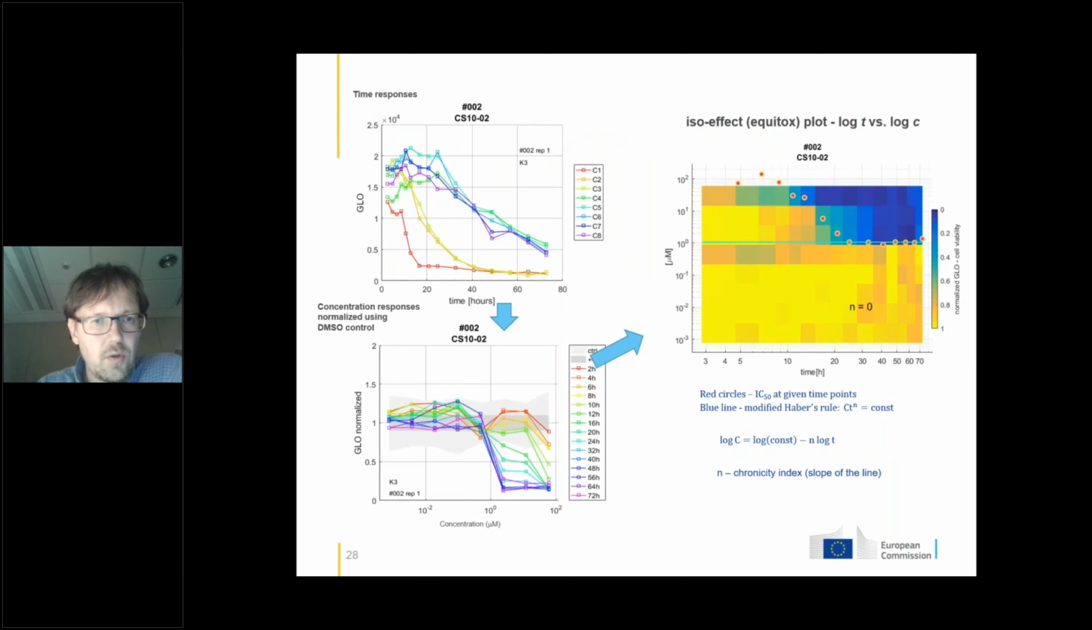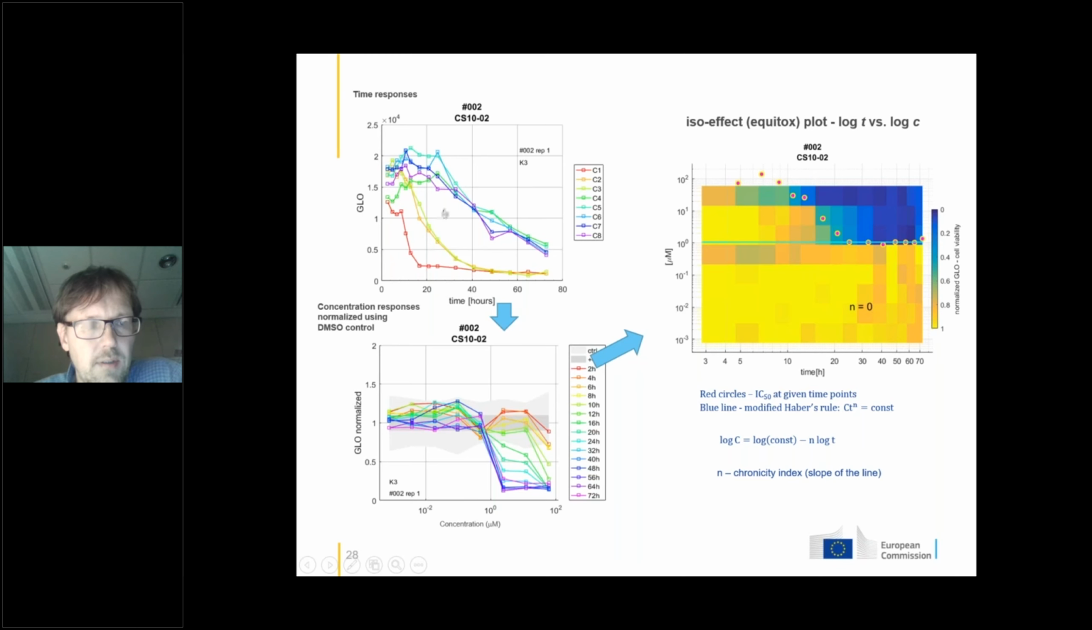So here I will just show one example. For a certain chemical, we got these responses as a function of time. This is the reading, so a higher signal means more cells are alive. The highest concentration is the red one, and so on. It was decreasing. And then we applied the normalization using the negative control, or the DMSO control.